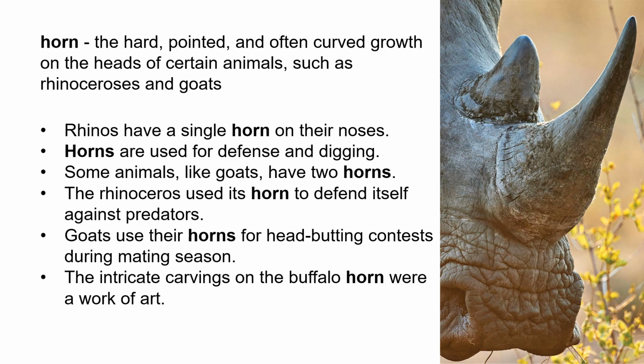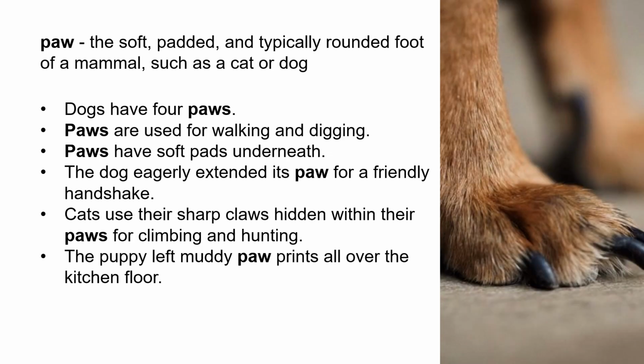Horn is the hard, pointed, and often curved growth on the heads of certain animals, such as rhinoceroses and goats. Paw. Paw is the soft, padded, and typically rounded foot of a mammal, such as a cat or dog. Dogs have four paws. Paws are used for walking and digging.